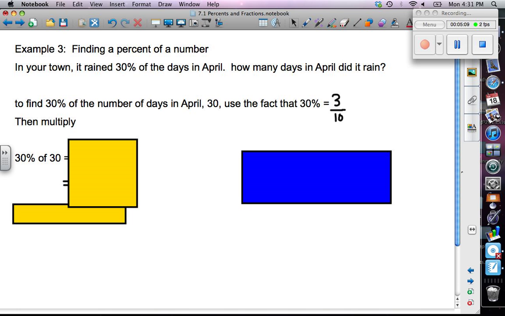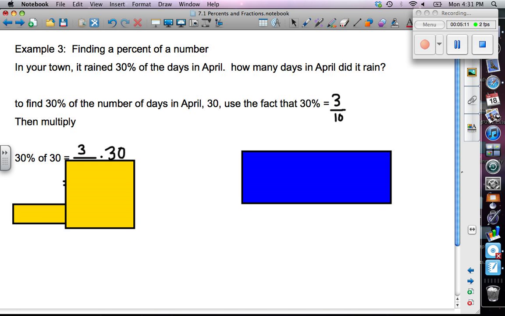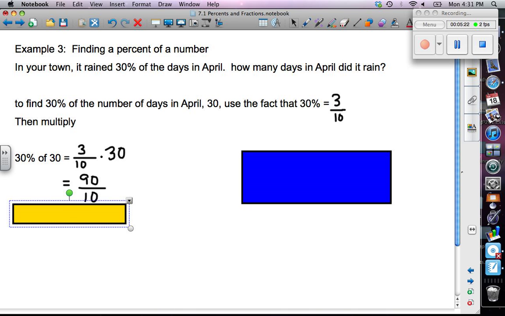So 30% of 30 is equal to 3/10 times 30, because there's 30 days in April. So 3/10 times 30, and then we get 90 over 10. Simplify that, 90 divided by 10 is 9. So it rained a total of 9 days in April.